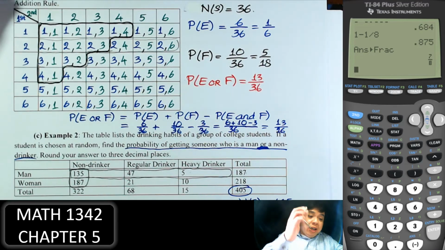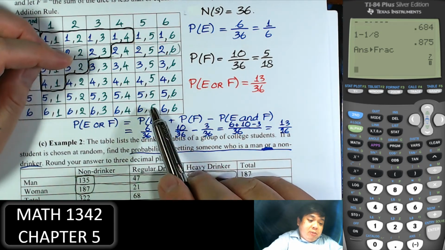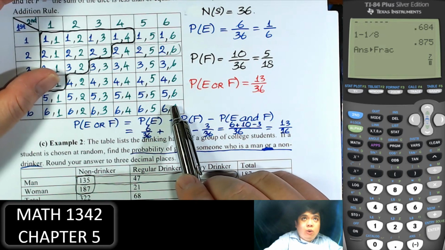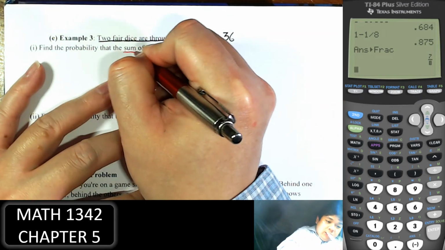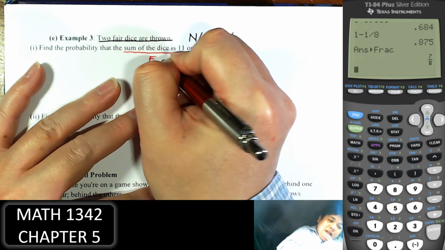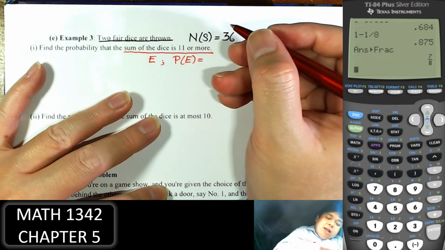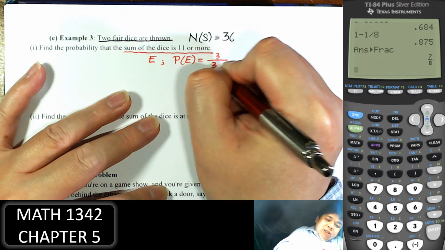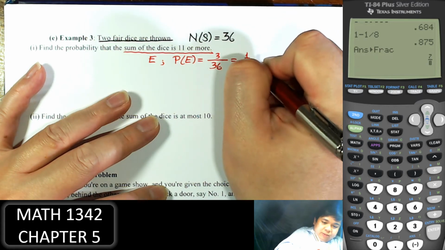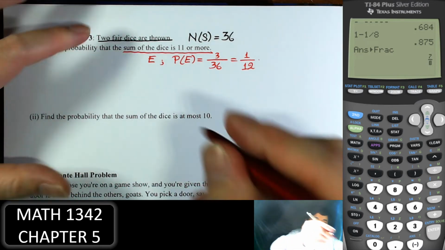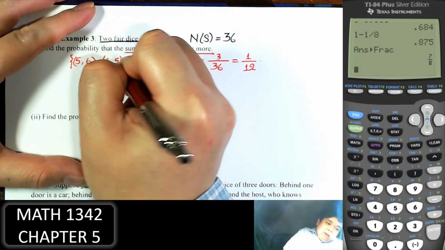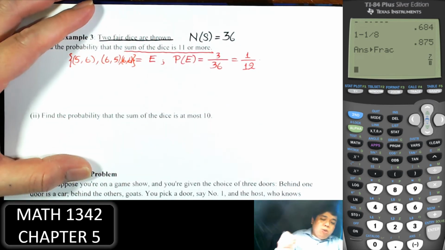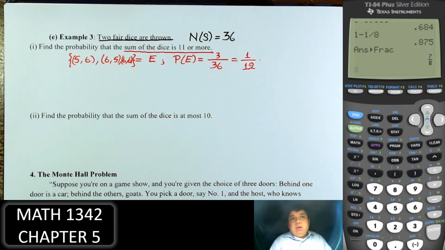So 11 or more could be 11, or more than 11. So this is 6 and 5, 5 and 6, and 6 and 6. We only have 3 of those. So to get the sum of the dice to be 11 or more, let that event be A, and the probability of that is 3 out of 36, or 1 out of 12. The event A, if we list them, 5 and 6, 6 and 5, and 6 and 6 give us 12, which is more than 11. So there are 3 of them out of 36, so 1 over 12.